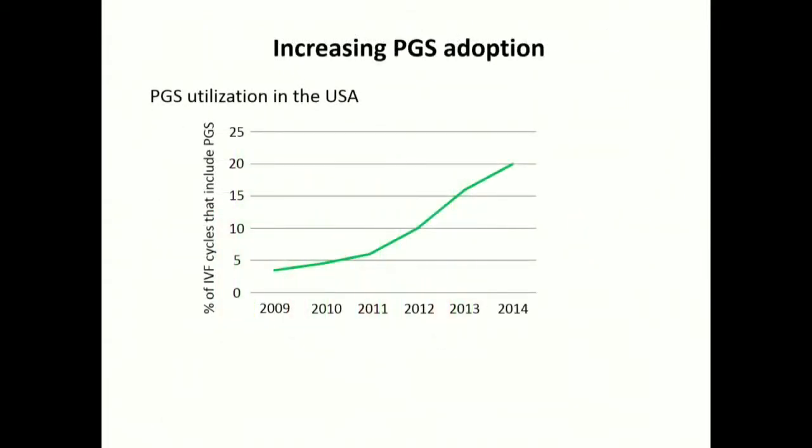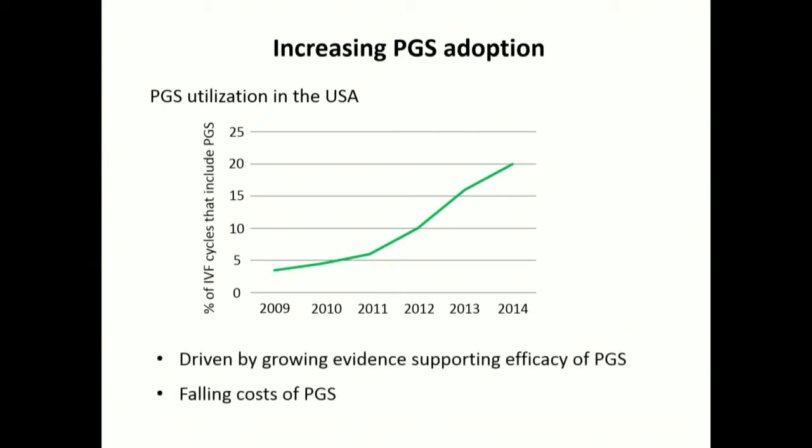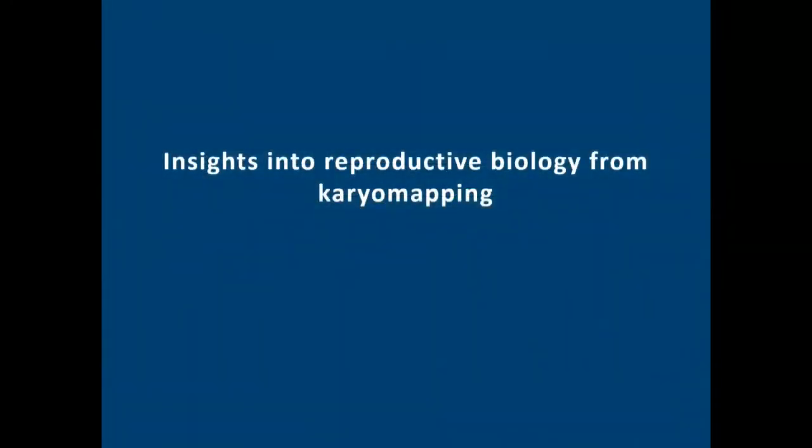This has led to a very big increase in the utilization of this kind of chromosome screening in the United States. So today we think probably about a quarter of all IVF cycles have chromosome analysis, and that's driven partly by the increased evidence for this approach, and also because the costs of this kind of analysis have been falling. So this is really why things like Karyomapping that allow you to do PGD but also give this chromosomal analysis are very important.